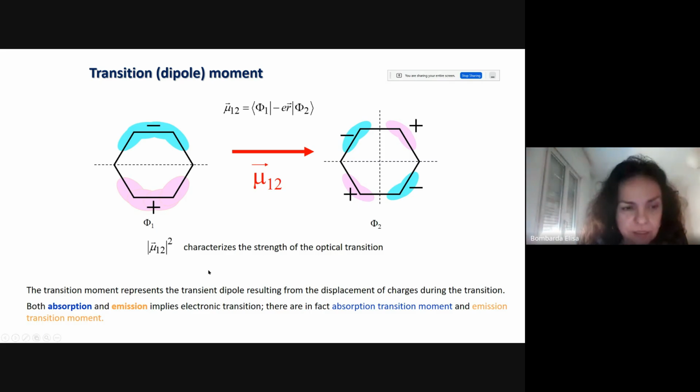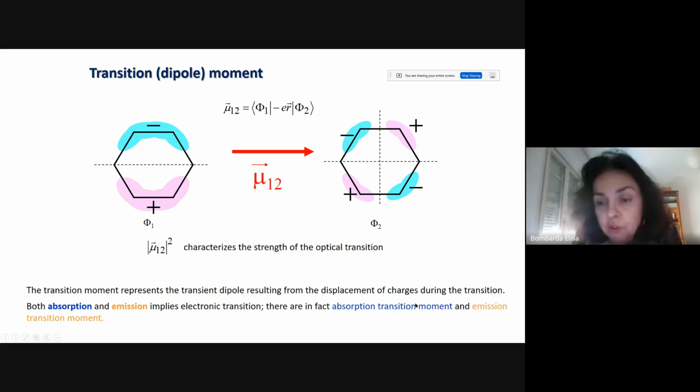So it's related to different charge distribution from the two sides, let's say, of the dipole. Both absorption and emission imply an electronic transition, and there is in fact an absorption transition moment and an emission transition moment.